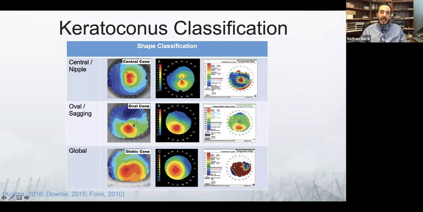Oval or sagging is what I consider most common, which is going to be just the inferior depressed cone relative to the visual axis. And then global, which is going to be an overall steepening of almost the entire cornea, all the way from superior to inferior.